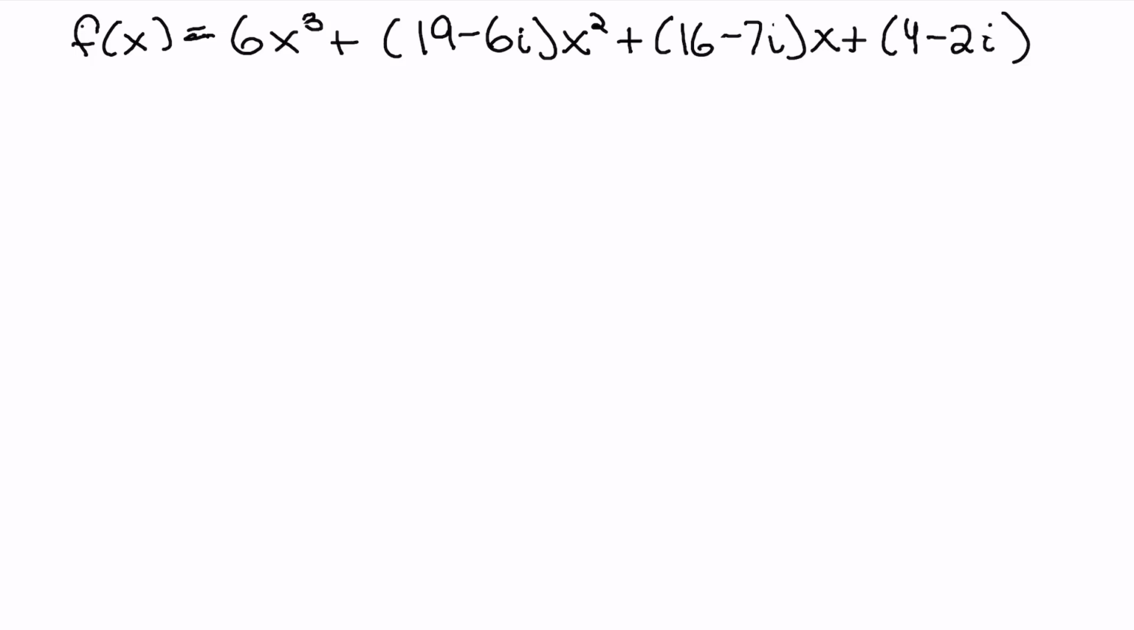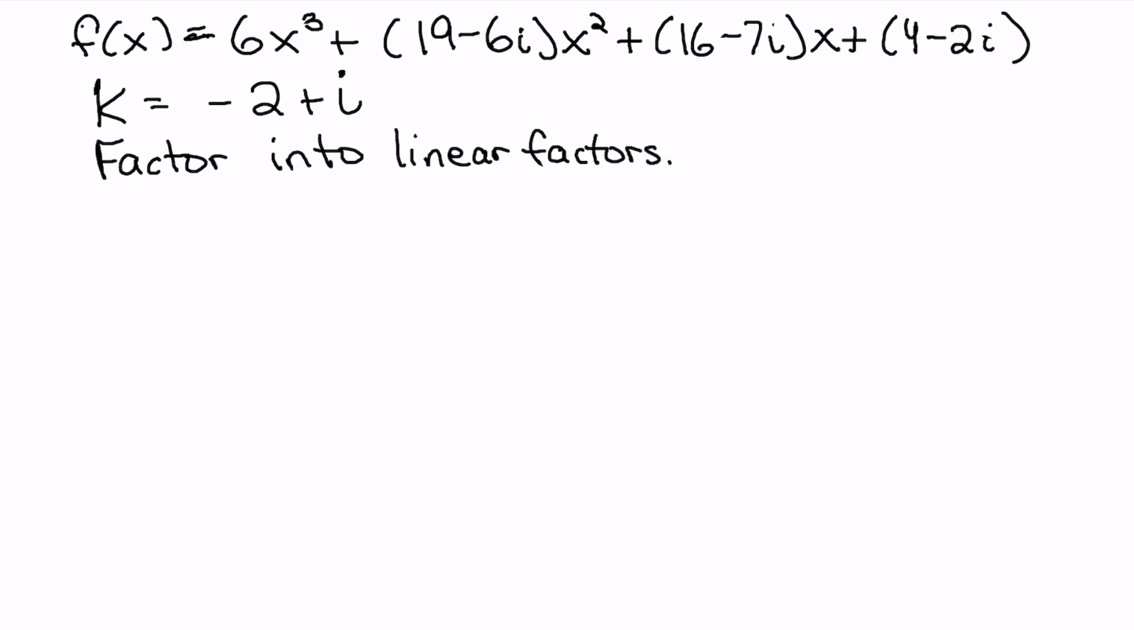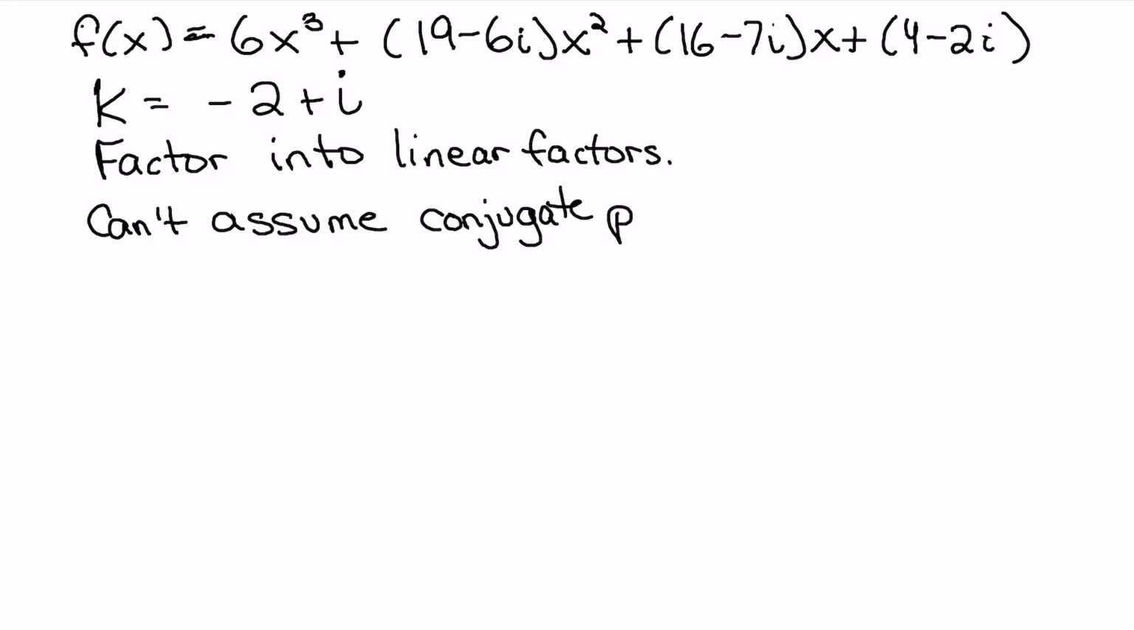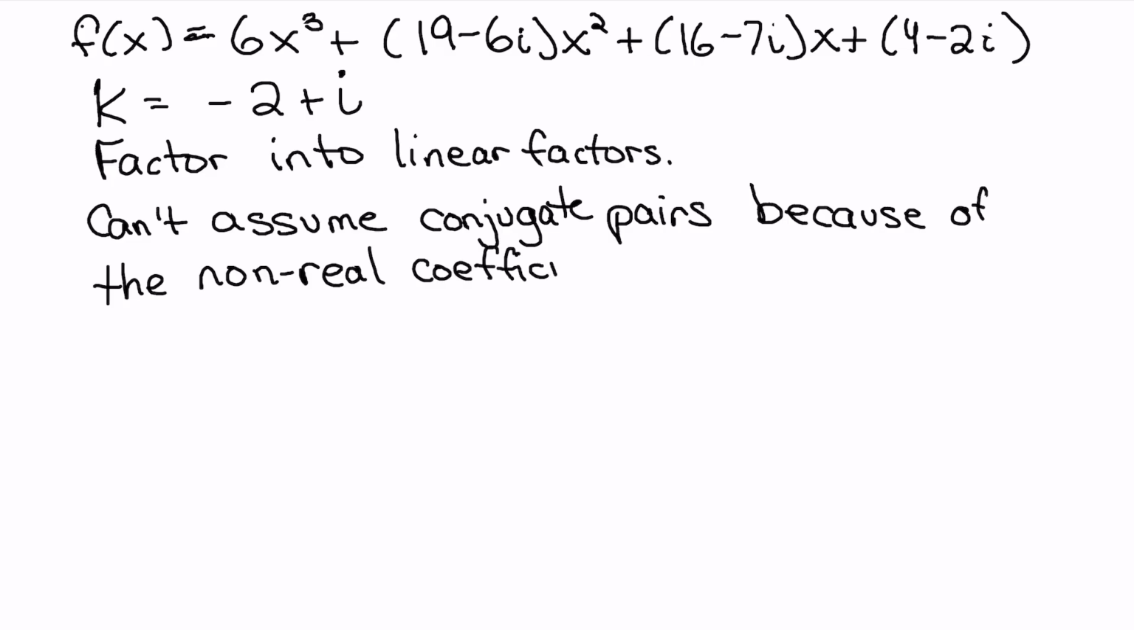So let me just make sure I copy that correctly from my notes here. Yes, and we know that it has a zero at negative 2 plus i. And we want to factor into linear factors. So we want all of our factors to have at most an x to the first. No x squared, x cubed, or whatever. So we can't assume a conjugate pair because of the non-real coefficients. Like 19 minus 6i, 16 minus 7i, that nice constant down there, 4 minus 2i. So we're stuck doing some division.